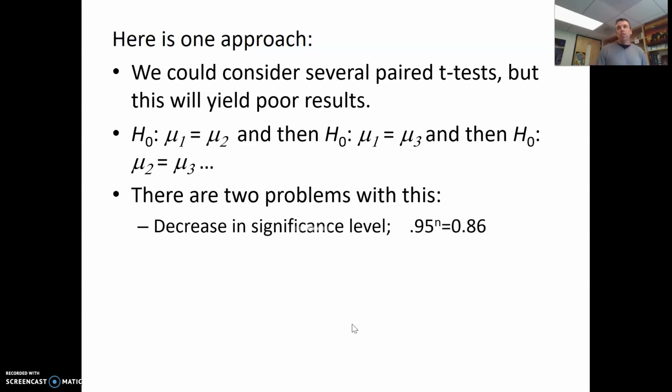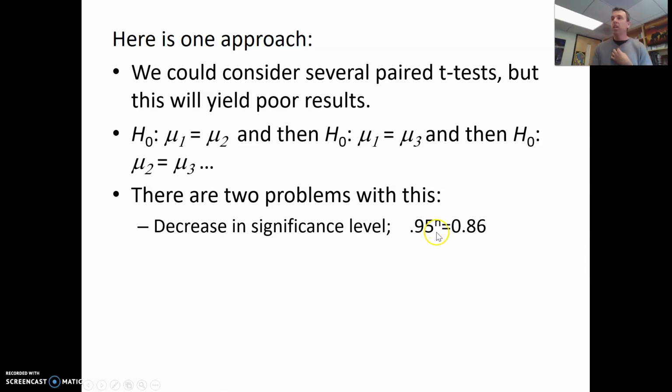There are 2 problems with this. The biggest one is that you have a decrease in significance level. Every time you do an additional pairing, because you're not using all of the data at once, you're losing significance. So if you're looking at a 95% confidence level, it's 0.95 to the nth power, where n is the number of different comparisons you're making, right?